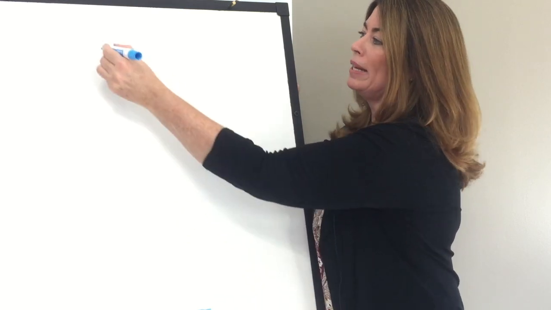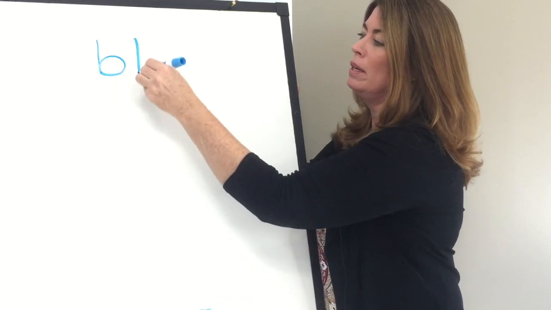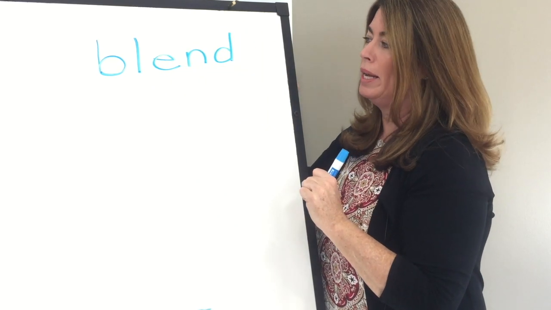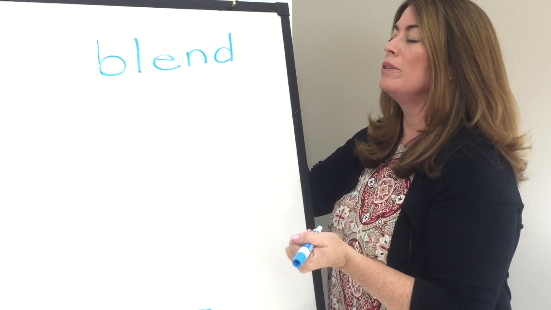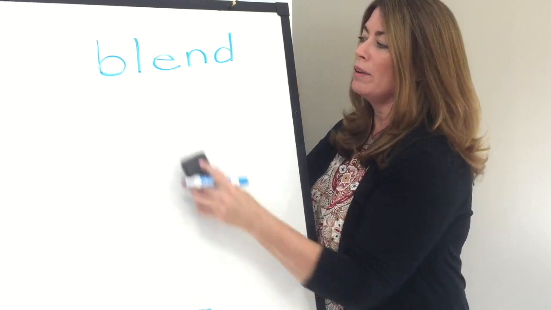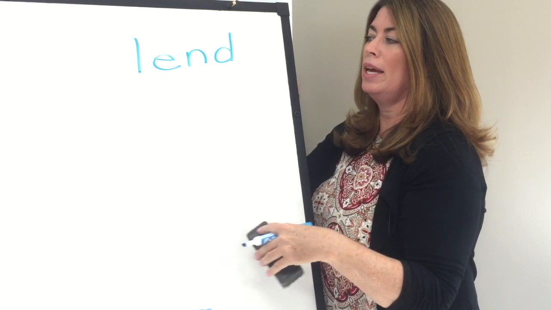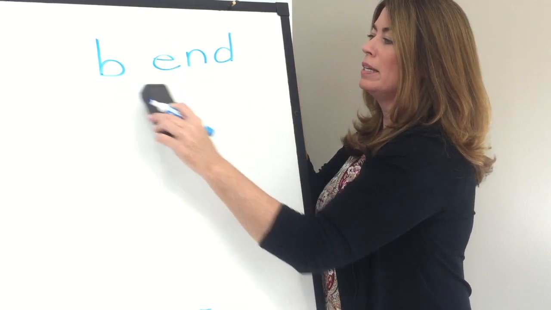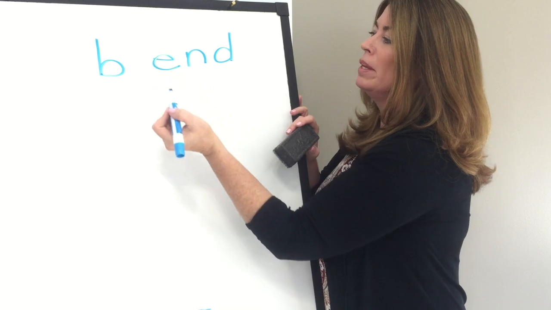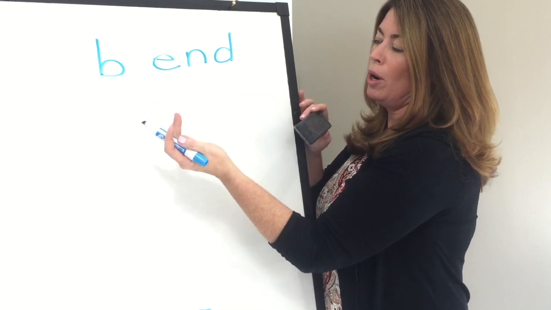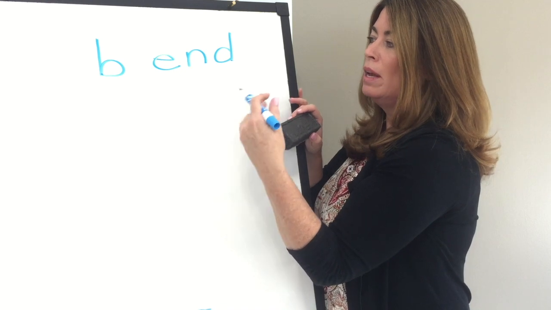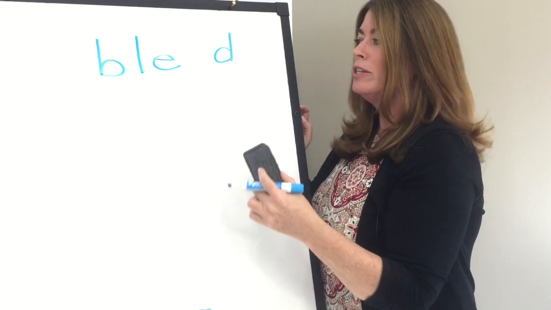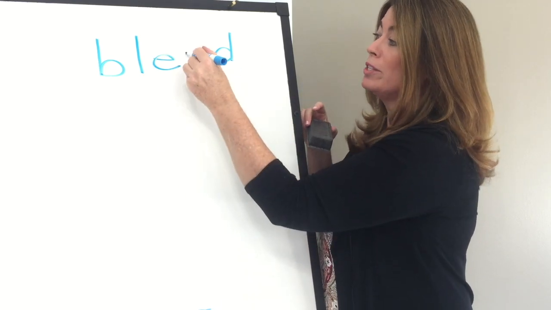Even if I took the word blend and look at the sounds, I have b, l, e, n, d. Okay, blend, right? If I took out a sound, I would still be able to hear the other sounds. If I get rid of this, what does it say? It says lend. If I put my b back and take out the l, it says bend, right? If I pull these apart, we're still going to hear these individual sounds. If I leave that and then take out that, I still have bled. So each sound is holding its own.